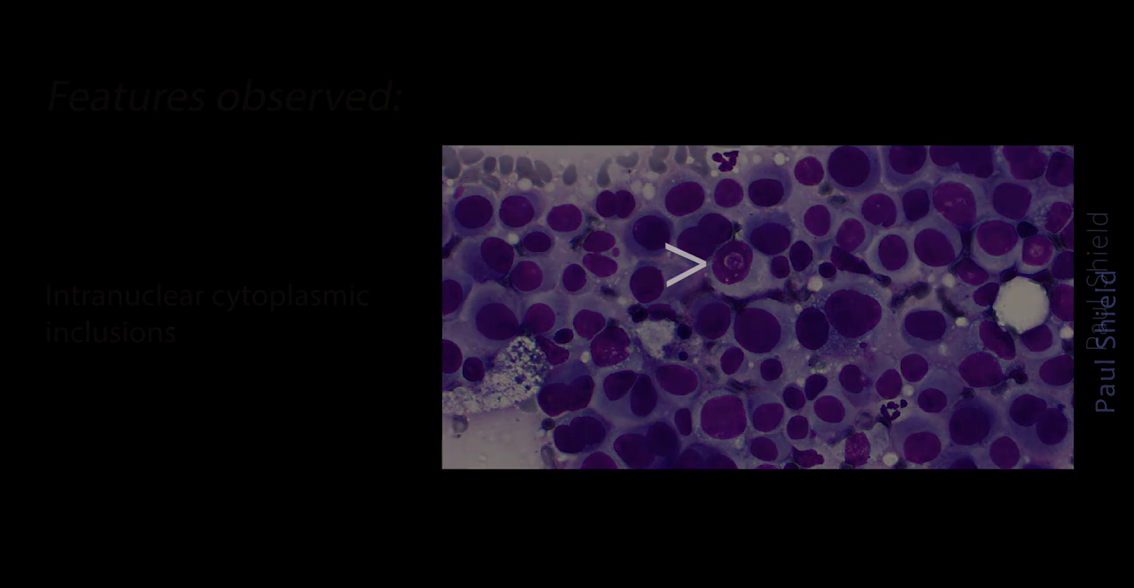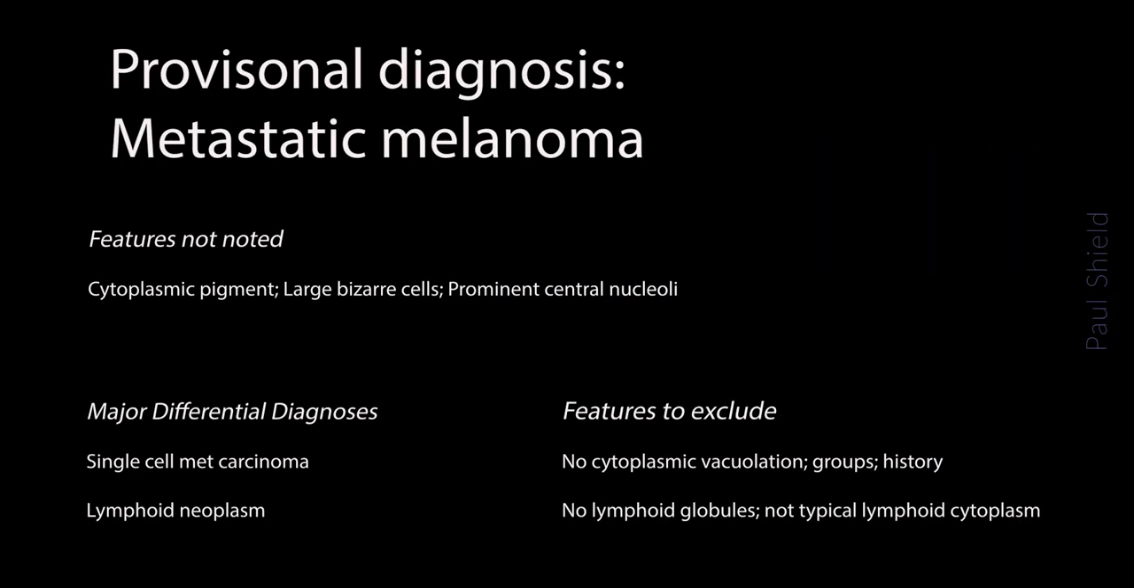So our provisional diagnosis really then is metastatic melanoma. We could fairly much rule out carcinoma based on the arrangement of the cells, and the nuclear features that we saw certainly were in keeping with melanoma. We didn't see cytoplasmic pigment, that might have been a bit of a clincher. We didn't see large basal cells, which are common in melanoma, and probably most missing was really prominent single central nucleoli in the cells, and that may have been a result of the less than perfect fixation of them.